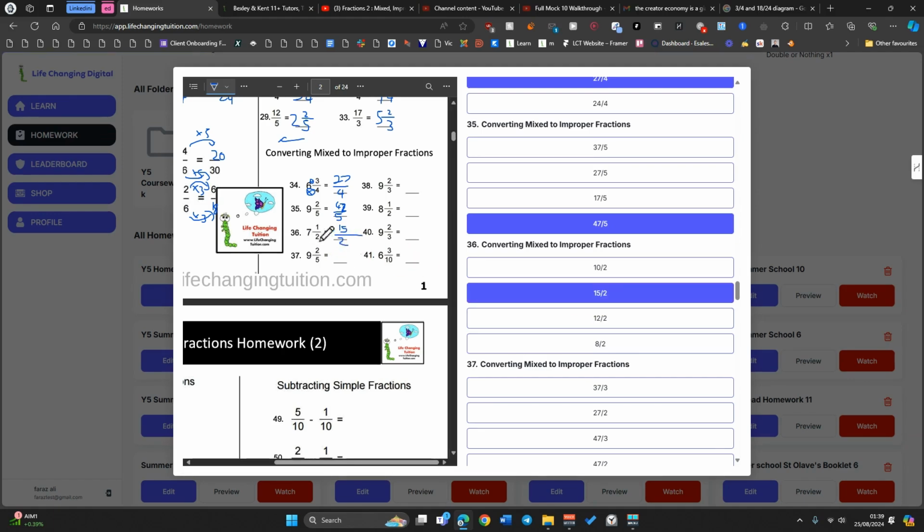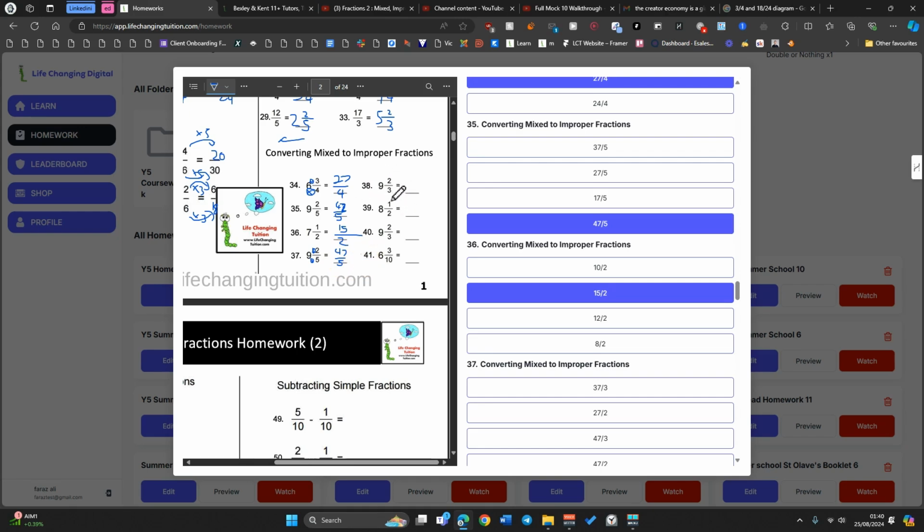Of course, remember, keep the denominator the same. 5 times 9, and then add the 2. 5 times 9 is 45 again, add the 2 is 47 over 5 here.